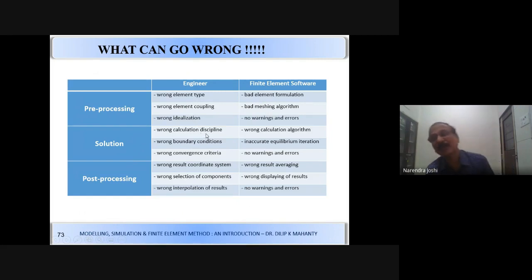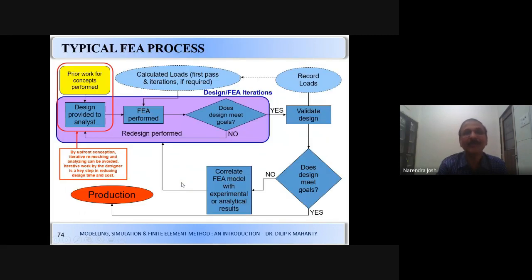You are supposed to do thermal calculations, but you are taking up structural calculations. Wrong boundary conditions. Wrong convergence criteria. This is a numerical simulation system, so your convergence criteria are important. Post-processing: wrong result coordinate systems. Very important. In fact, we have seen the issues of this a dozen times. So these are the kinds of things that can go wrong. But please remember, do not blame the system. We have to be careful.